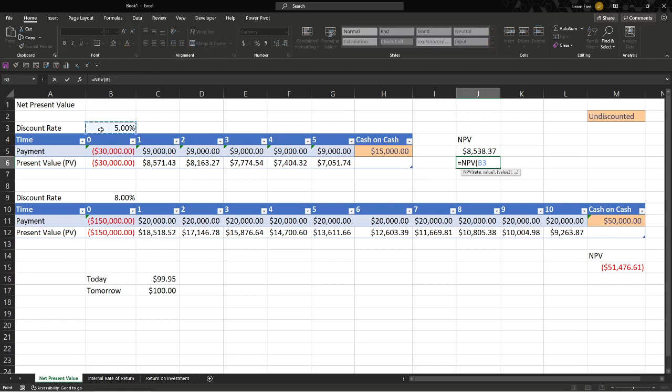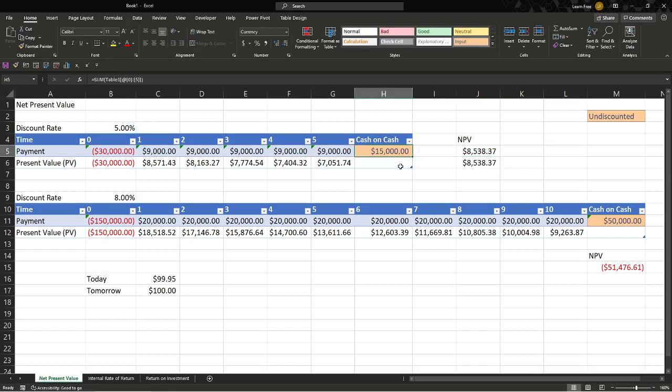What's our discount rate? Our discount rate is our cost of capital. Let's assume that it's an even 5% and it doesn't change over time. So we click that, comma, and then you're just going to click all the cash flows. Highlight those, close it up, hit enter, and there it is. So you're not making this $15,000.